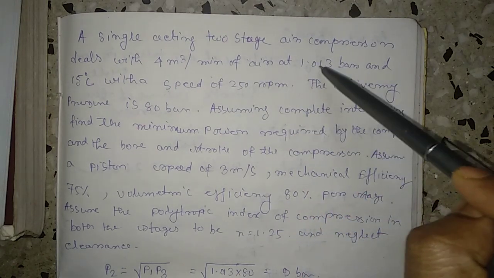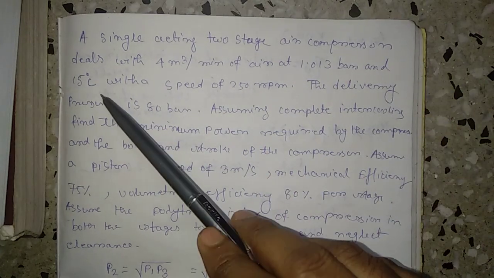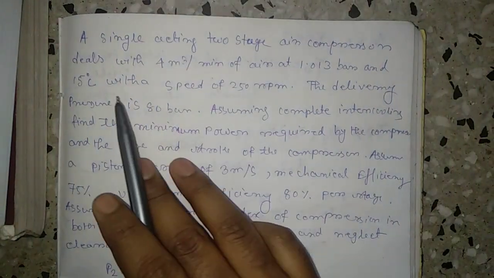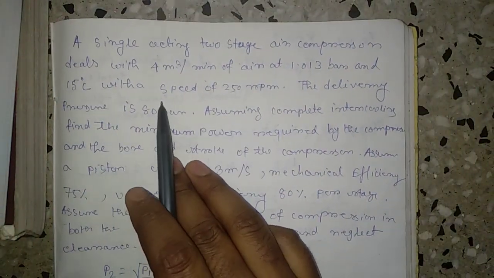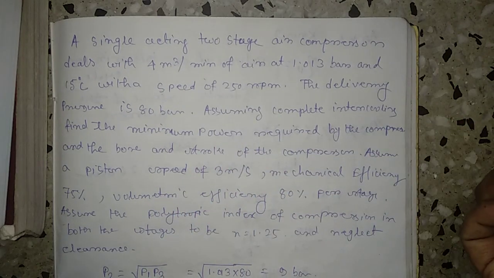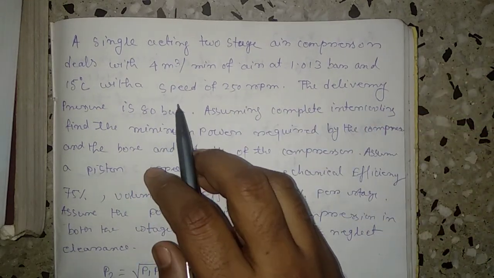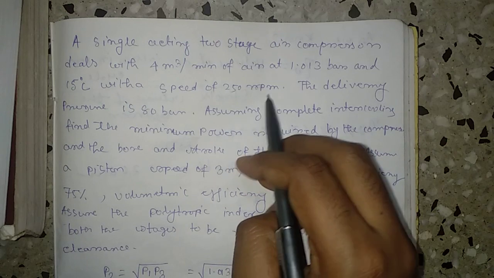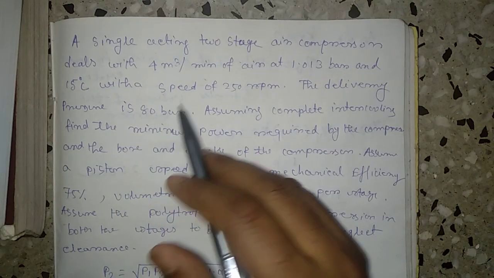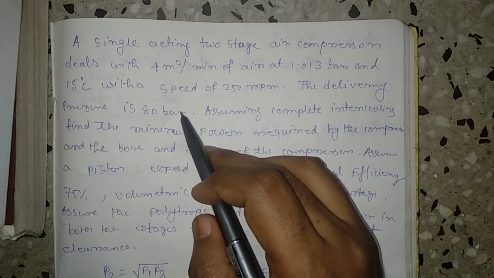The initial pressure is given as 1.013 bar, and the temperature is also given, that is 15 degrees centigrade, with a speed of 250 rpm. Basically, when it is two-stage compression, there will be a low pressure cylinder and a high pressure cylinder. The final delivery pressure, P3, is given as 80 bar. So P1 is 1.013 bar, and P3 is 80 bar.